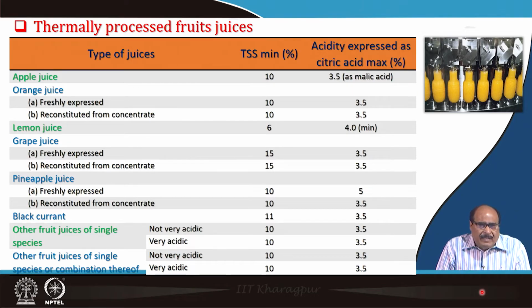And pineapple juice or other fruit juices, whether single or in combination with different juices, the acidity should be around 3.5% maximum and the TSS 10% minimum. In the case of lemon juice, the TSS minimum is 6% and acidity is 4% minimum. Okay.